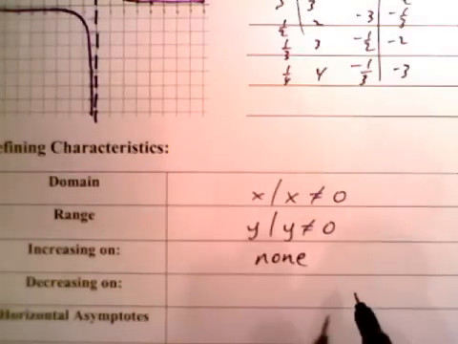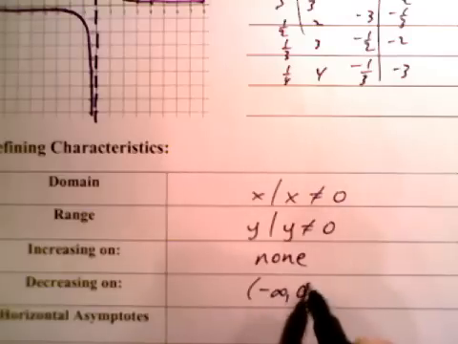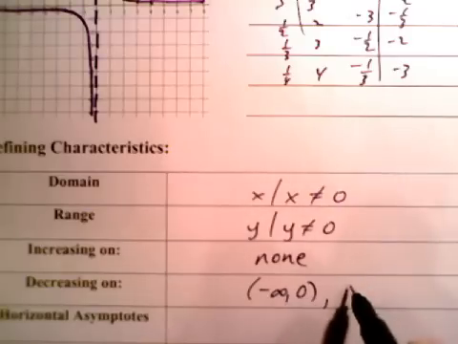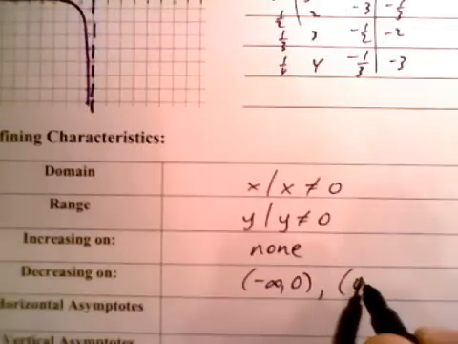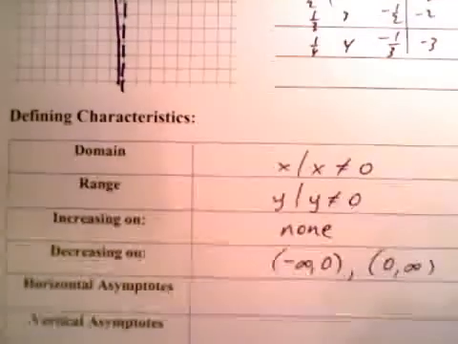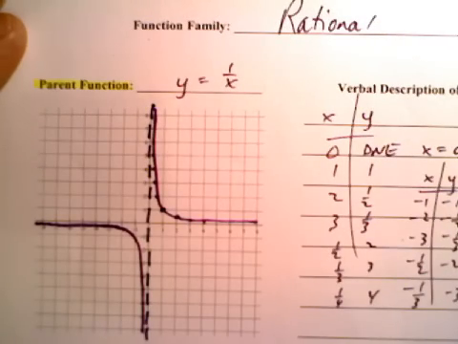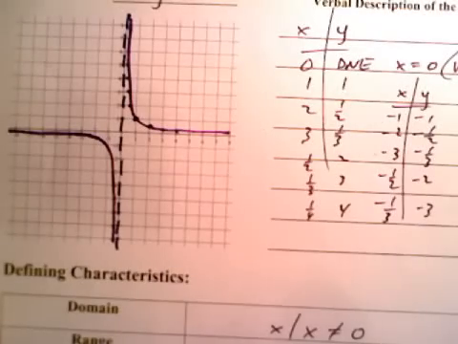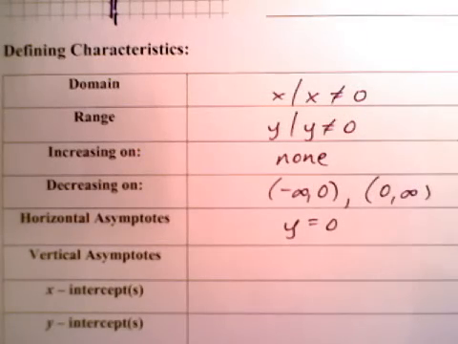But we do see that the y values are getting smaller all the way from negative infinity to 0, not including 0. And you can put a union symbol there as well. But they're also decreasing on the interval from 0 to infinity. Okay. Horizontal asymptotes. Even though we didn't draw a horizontal asymptote, we know, based on what we know about rational functions, that the horizontal asymptote is y equals 0. Okay, so y equals 0 is our horizontal asymptote.